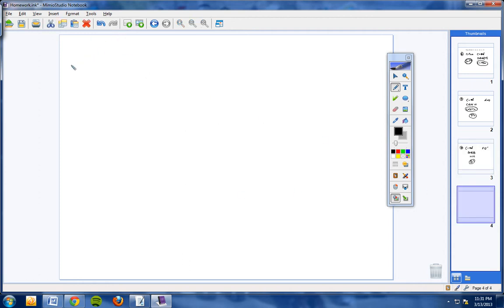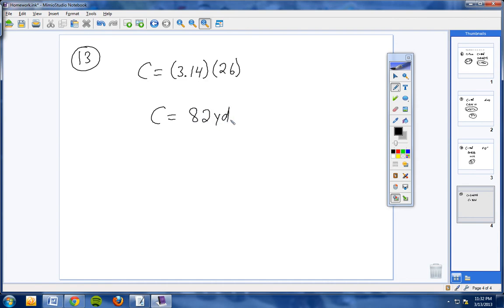Okay, now numbers 14, numbers 15 through, number 13 still, sorry. Okay, number 13, we have to find the circumference. We have a radius of 13 yards, so circumference equals, this is number 13. You can look in your book and see the radius is 13. So 3.14, the diameter is 26. If the radius is 13, the diameter is 26. And if you multiply those together and round to the nearest whole number, you will get 82 yards.